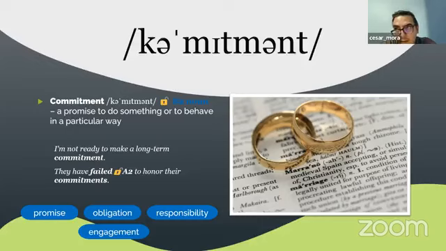I'm very happy for my news works commitments. In English, adjectives are never plural. New work commitments. Good. Perfect. That's correct. New work commitments. Good job.